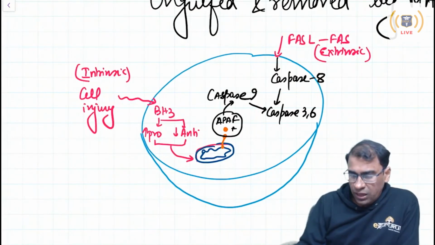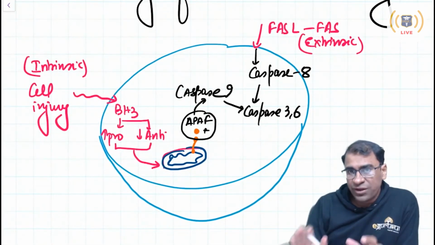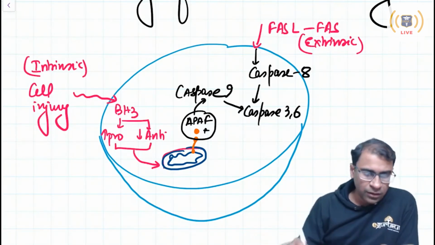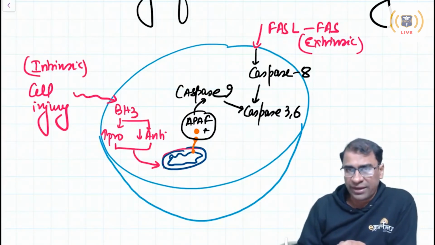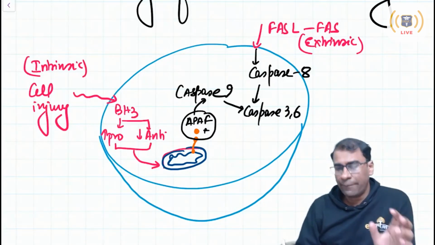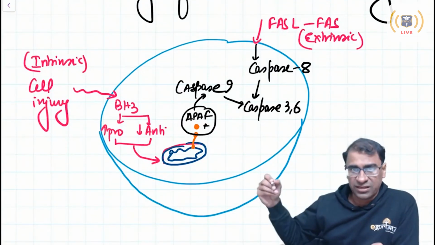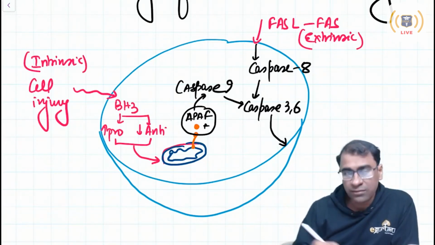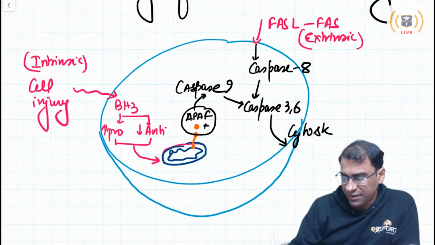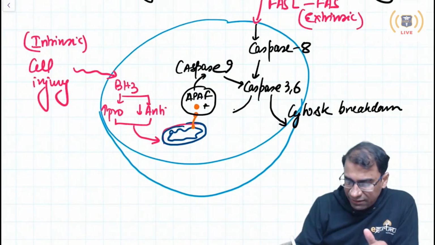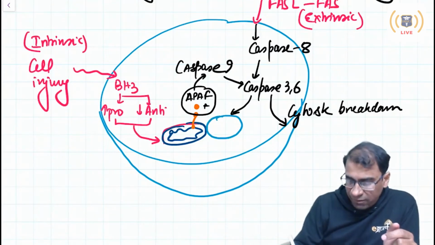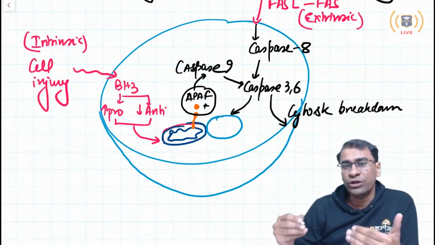Now see what will happen. The caspase 3 and 6 is the executioner caspase, right? So actually the caspase 3 and 6 will do two things. On one side it will break the cytoskeleton, cytoskeletal breakdown. And on the other side they will cause nuclear breakdown. Now suppose there's a nucleus here. This is the nucleus of the cell. It will break the nucleus. I'm writing endonuclease breakdown.